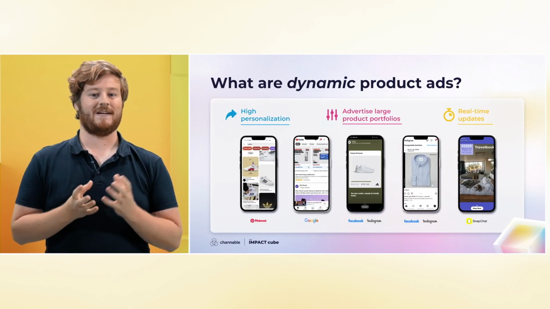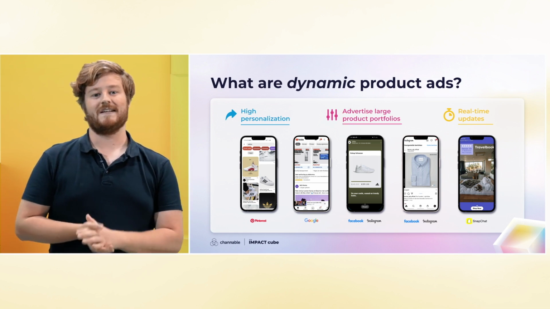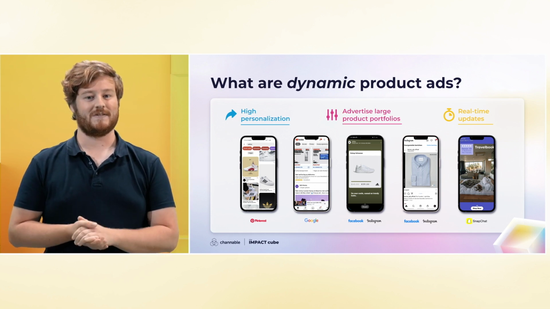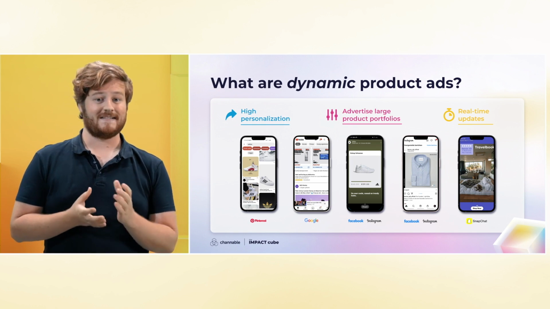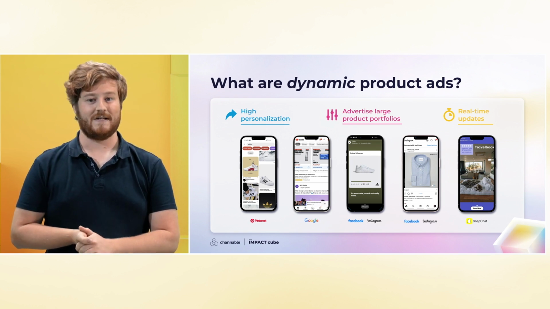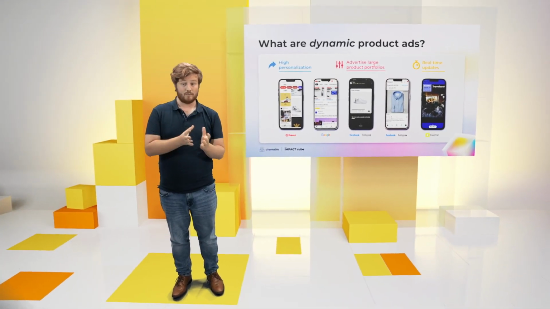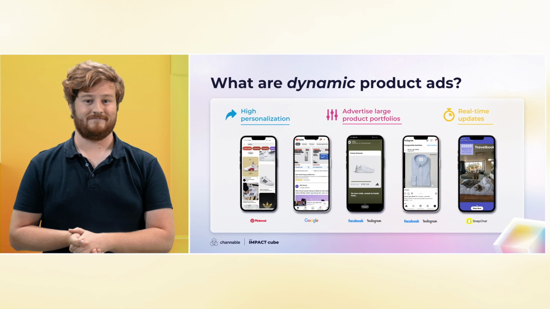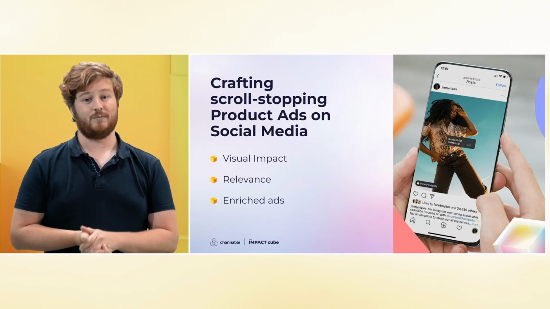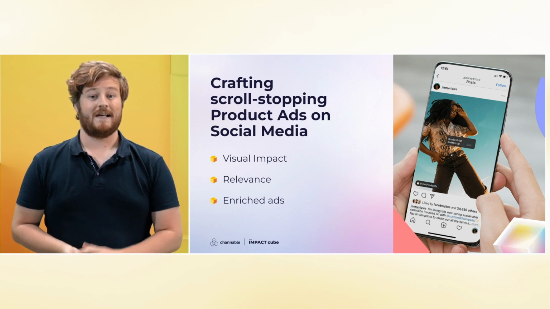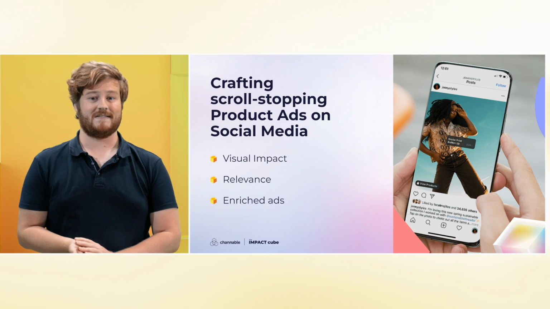Now, this is where dynamic product ads, or DPAs, come into play. These ads are crafted in real time based on the attributes of your target audience, making them incredibly personalized. They're driven by ad templates dynamically filled with product information from your catalog, and can be targeted to new customers or retargeted to those with high buying intent. DPAs are a game changer for advertising large product portfolios at scale. They allow for high personalization and the ability to target customers across multiple devices.